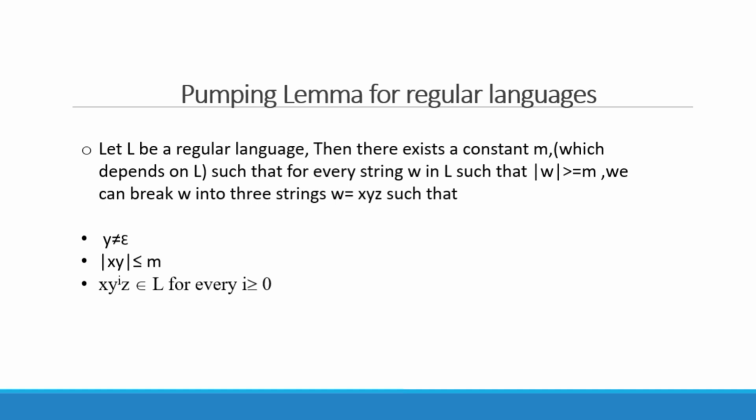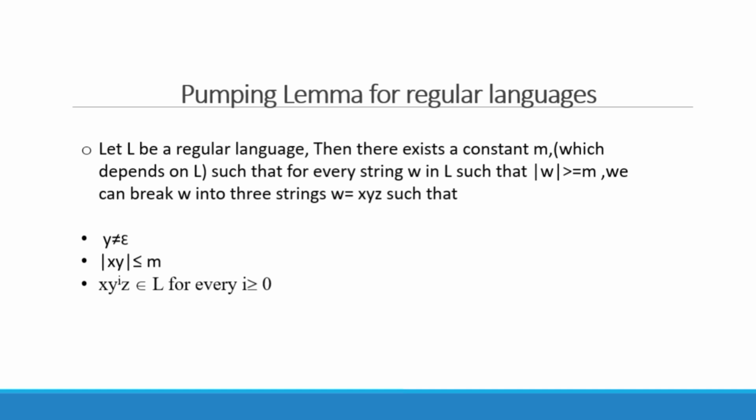Let L be a regular language. Then, there exists a constant m which depends on L such that for every string w in L such that |w| ≥ m, we can break w into 3 strings, w = xyz, such that y ≠ ε, |xy| ≤ m, and xy^i z belongs to L for every i ≥ 0. Here m is the pumping length.